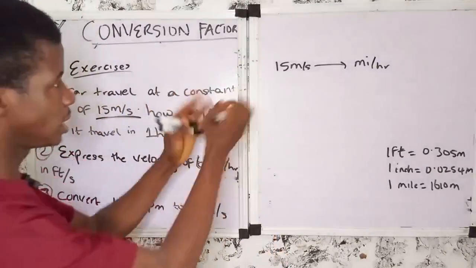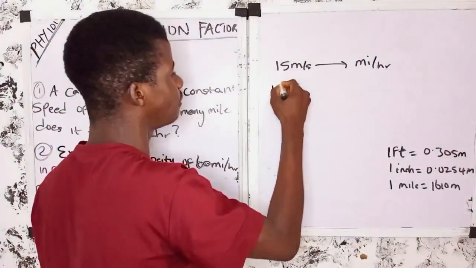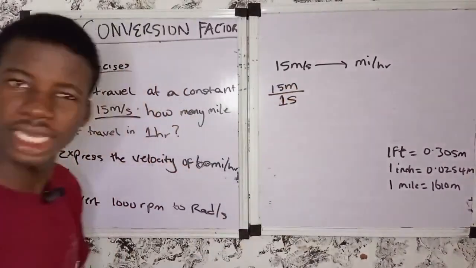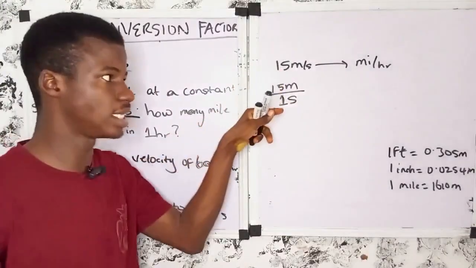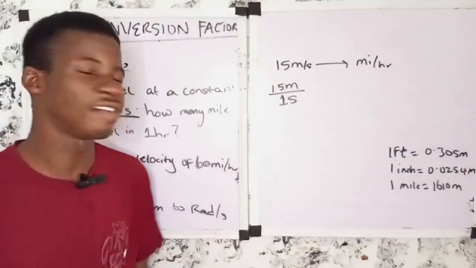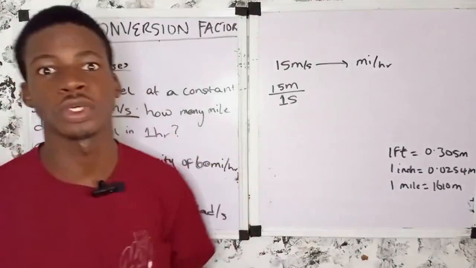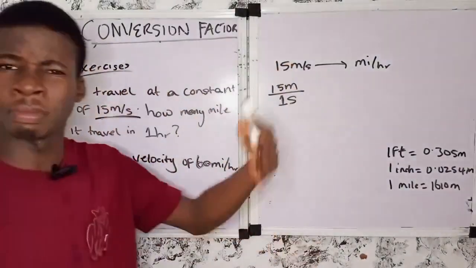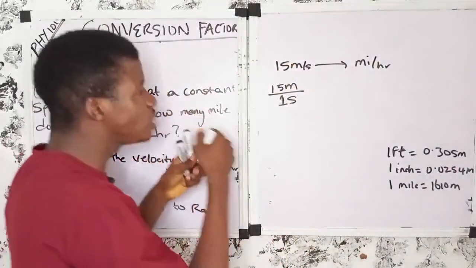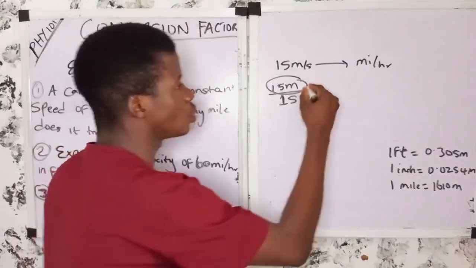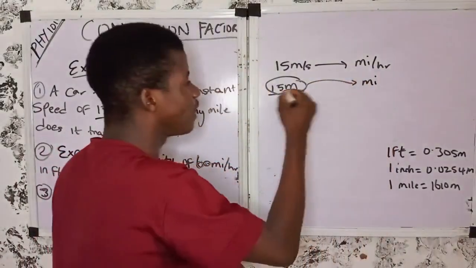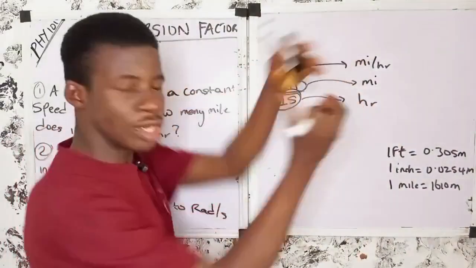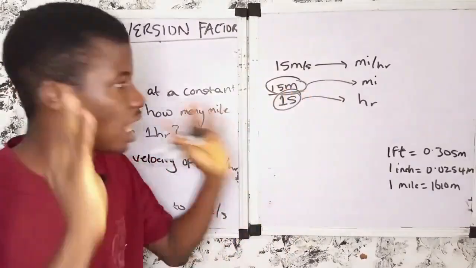What are you going to do? You just need to break this down. This is the same thing as 15 meters over 1 second. 15 going to 1 will still give you 15. Now how are you going to convert 15 meters per second to mile per hour? It's very easy. You need to convert the meter to mile, then convert the seconds to hour. Then the two values you got, divide them, then you get your final answer.